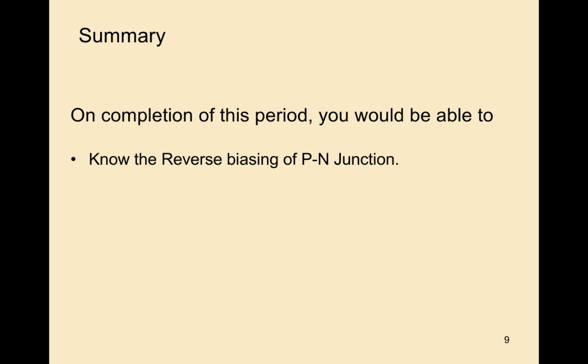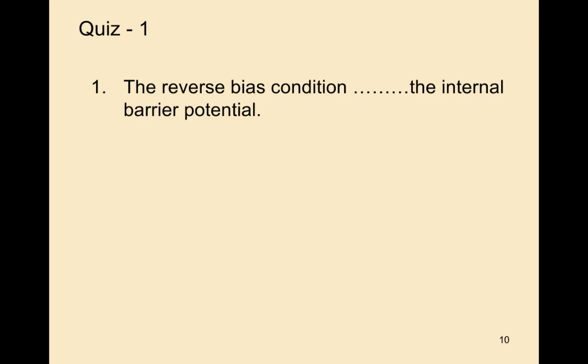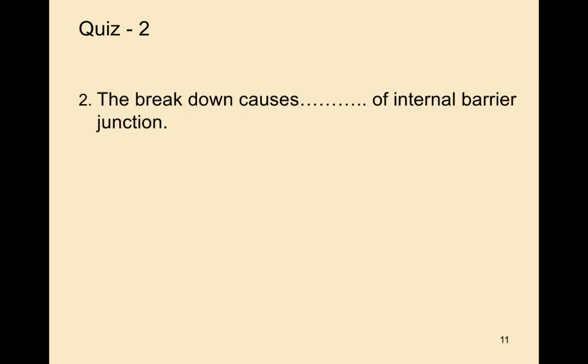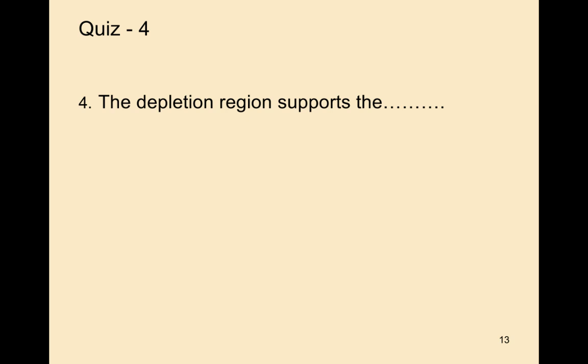Summary: on the completion of this period, you will be able to know the reverse biasing of PN junction and understand the reverse bias junction operation. Quiz questions: the reverse bias condition opposes the internal barrier potential. The breakdown causes rupture or collapse of internal barrier junction. Third question: the reverse saturation current is due to minority charge carriers. Fourth question: depletion region supports the minority current.